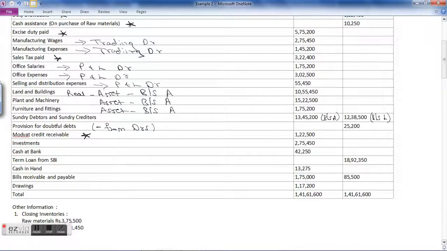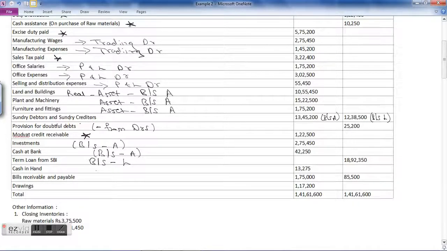Investment is how much? 275,450. So it will be balance sheet asset side. Cash at bank. Cash is an asset. So balance sheet asset side. Term loan from SBI is a personal account. It's showing a credit balance of 18,92,350. Okay, so this will be your balance sheet liability side.